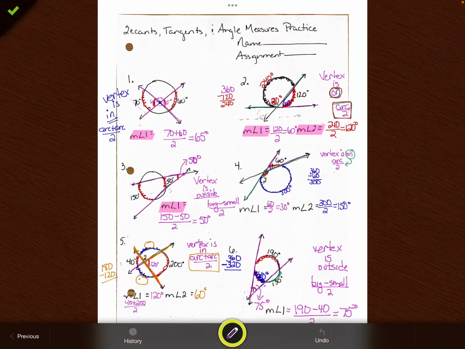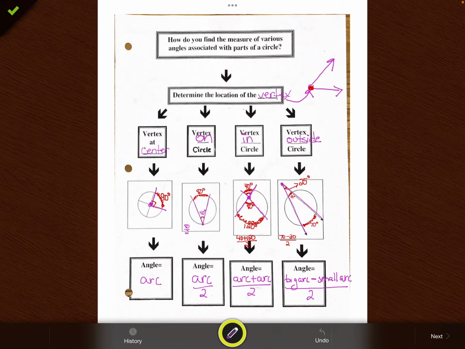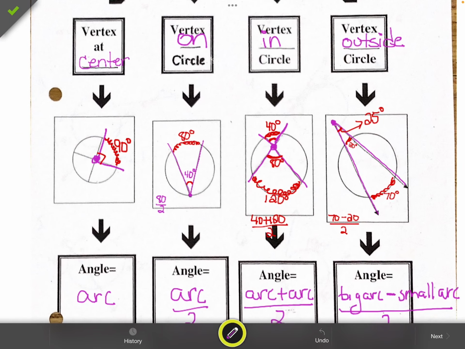All right, so just make sure you go back. Make sure you can figure out center, on, in, outside, and then that will direct you to the formula that you want to use.